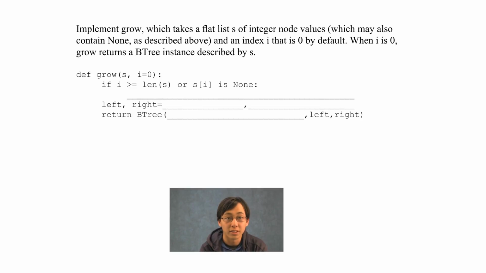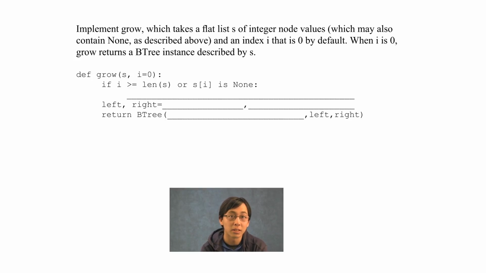Our first question is to write this grow function, which takes in a list that describes a binary tree and an index which by default is 0, and then it returns that binary tree. When the question is to fill in code, I think the best thing to do is write what has to exist first, and then work on the rest of the code, rather than going line by line.